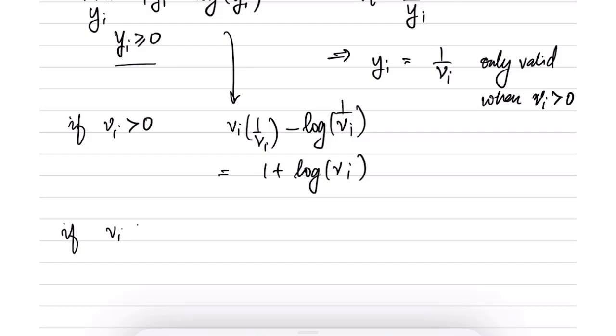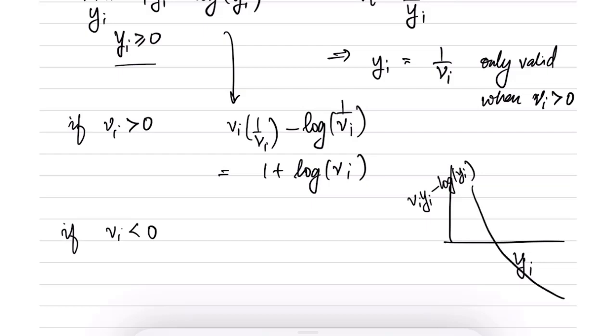If nu i is negative, then you can observe that the function looks something like this. So let me plot this function here. On the x-axis I have yi, and on the y-axis I have the objective function, which is nu i yi minus log yi, and you can see that it would look something like this. In other words, it decreases to minus infinity in that case as yi tends to infinity. So in this case, it is unbounded below. So if nu i is less than 0, it is unbounded below.